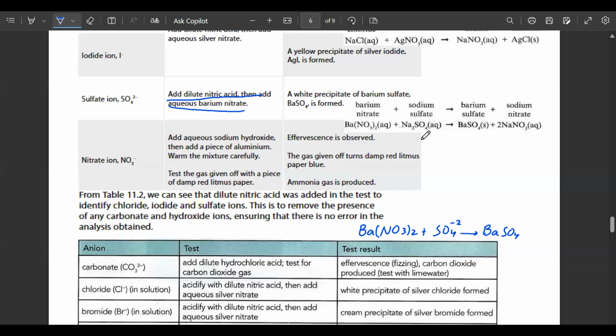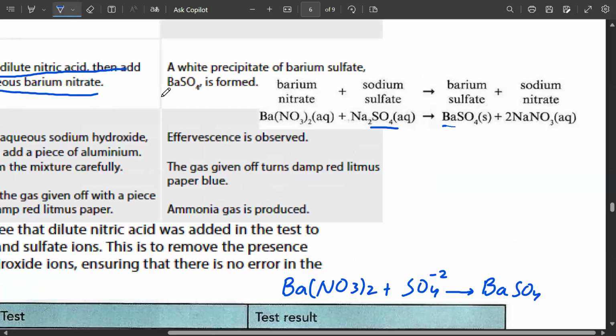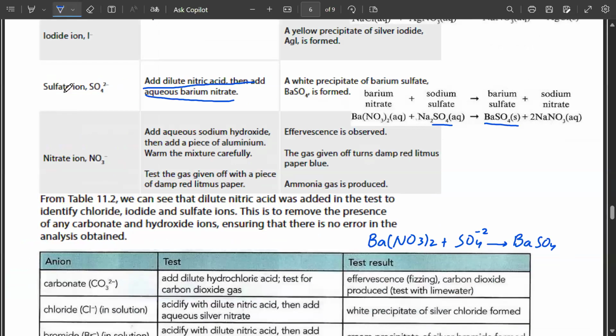So the thing is that this test was used to identify the sulfate ion, but in our case we are reacting the silver nitrate over here, not the barium nitrate. We are reacting silver nitrate with the sulfate ion from the sulfuric acid. Sulfuric acid is providing the sulfate ion that is reacting with the AgNO3.